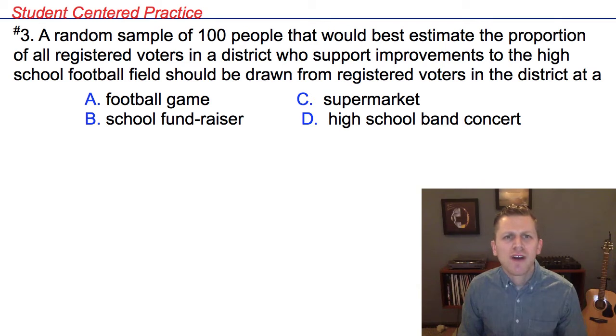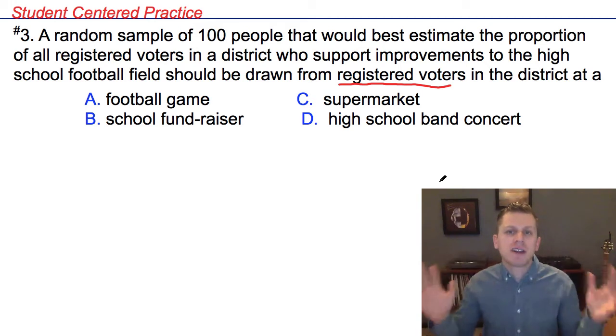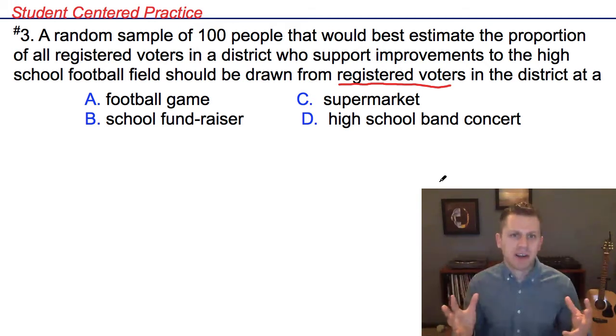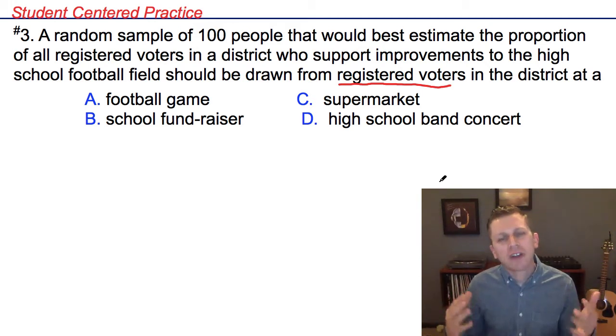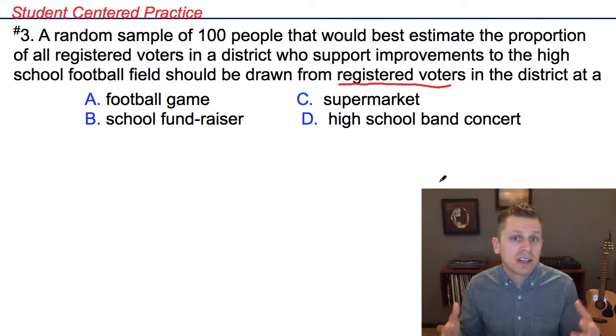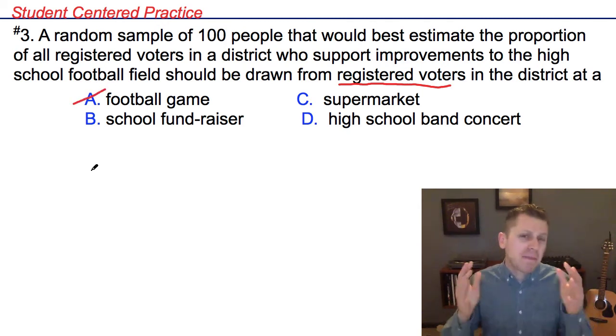In this problem, we want to find how many voters support improvements to a high school football field drawn from all of the registered voters. Our population here is all of the registered voters in a certain area. Now, how are we going to accurately know how many registered voters support improving the high school football field? Which one of these would create the most unbiased group of registered voters? Well, if I went to a football game, that would probably be pretty biased.